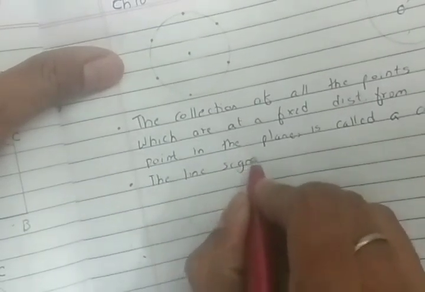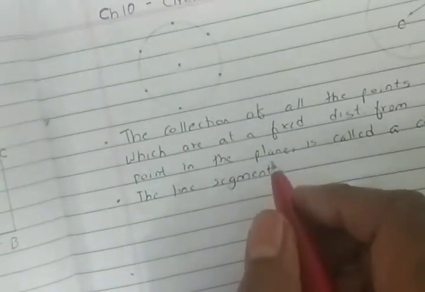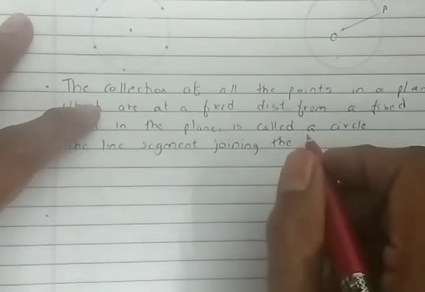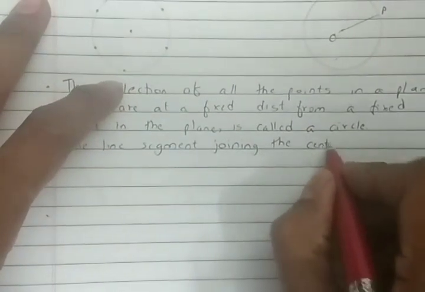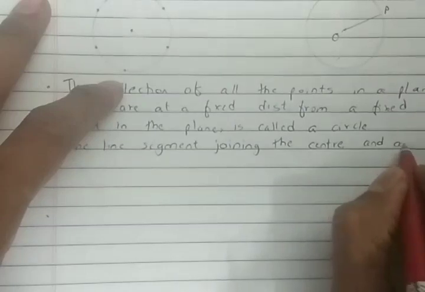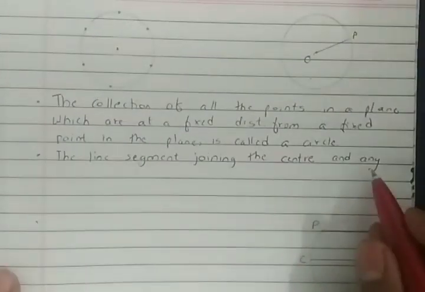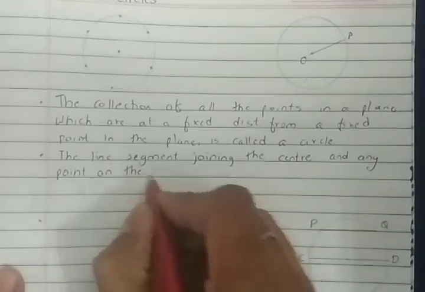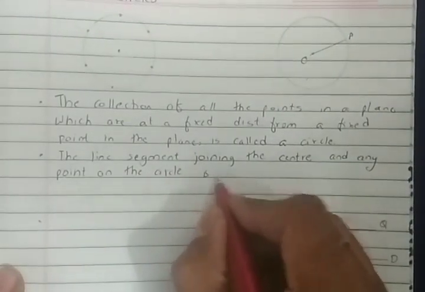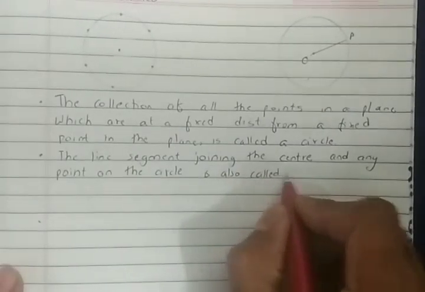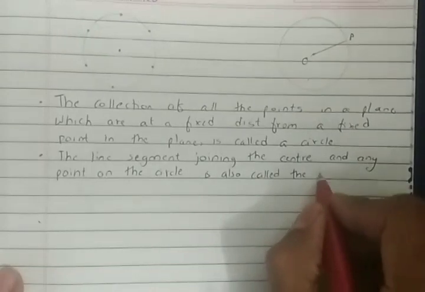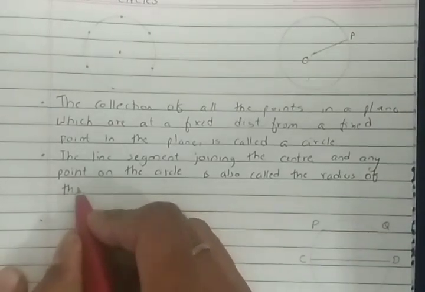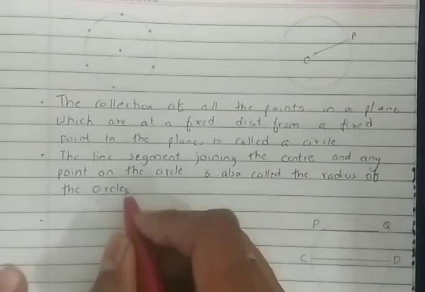The line segment joining the center and any point on the circle is also called the radius of the circle. Understood?